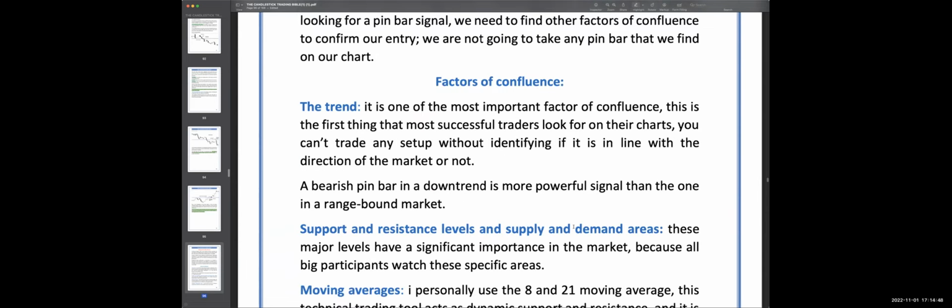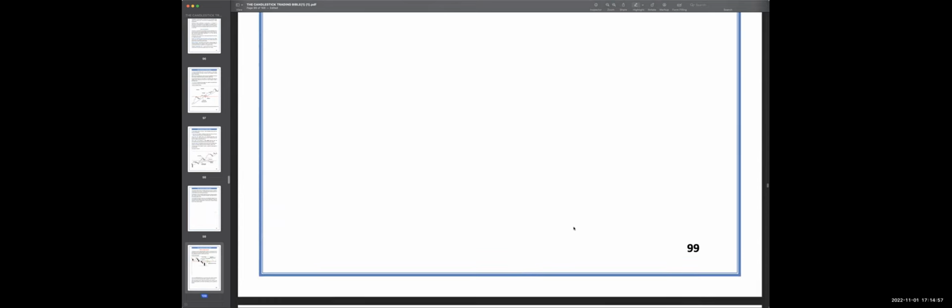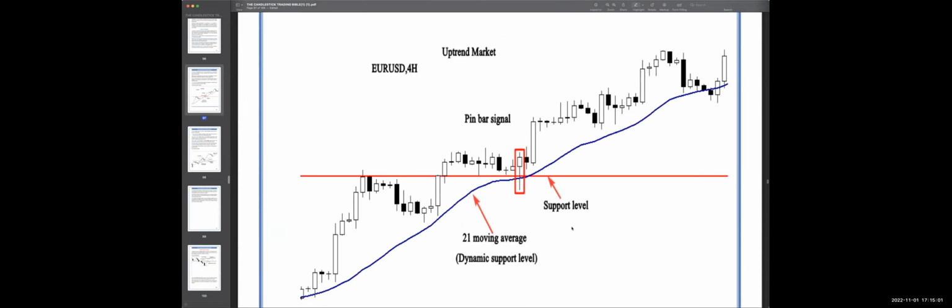Let me see which page, which topic comes next. Not sure if I'll be able to go through all these pages. Okay, let's go through this topic and we'll stop on the next one.